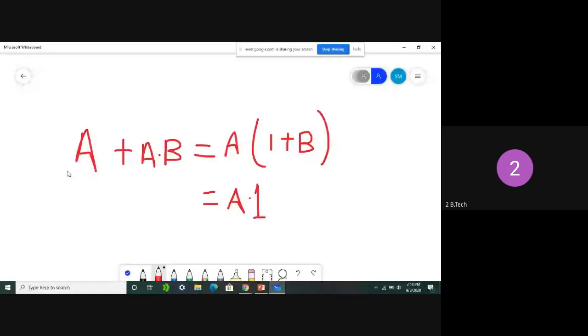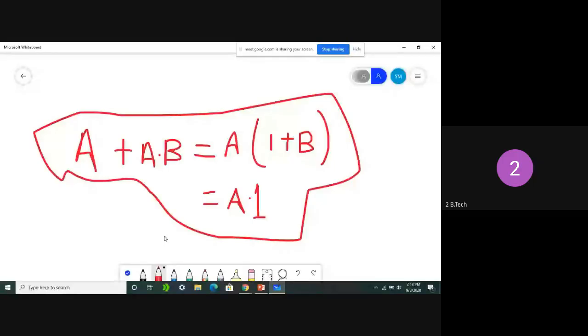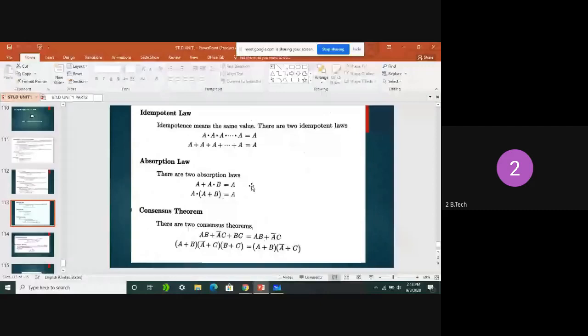Okay, so now we can see what the Boolean functions are and how to resolve them, and we will see that in the next topics. These two are the absorption laws. Next, the consensus theorem: if you see AB plus A bar C plus BC, I will provide the proofs also, which equals AB plus A bar C.